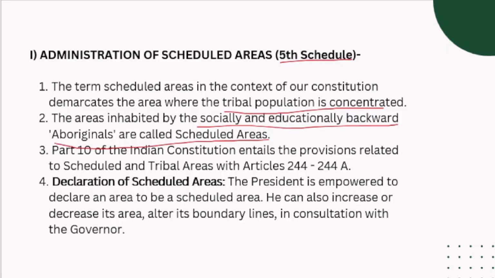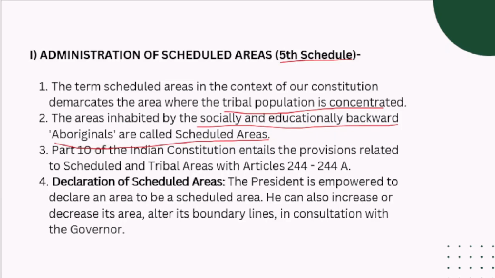The third point says Part 10 of the Indian Constitution entails provisions related to scheduled areas with Articles 244 and 244A. These articles define the provisions that govern the administration of the scheduled areas and the tribal areas, including the powers of the President and the Governor.